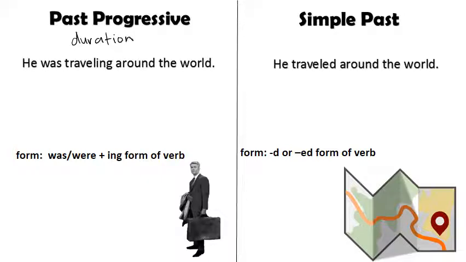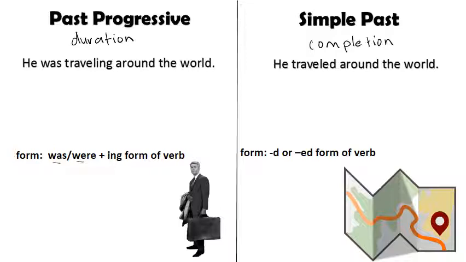Whereas the simple past focuses on the completion of a past action. Now what does that mean? So if I'm looking at a past progressive, let's speak briefly about the form. We have was, were plus the ing form of the verb. So basically I have the verb to be in the past. If I have a sentence like, he was traveling around the world.